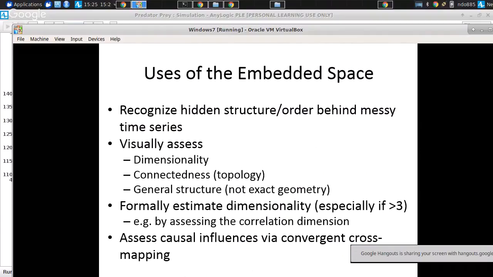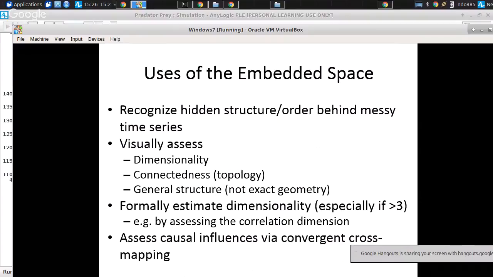A second advantage: this embedding allows us to assess the dimensionality of the system. It allows us to know how many state variables, if we wanted to model this system, how complex the system is, how many state variables we need to really characterize it well. And I didn't put it down here. I really should. In fact, with your pardon, I think I will.